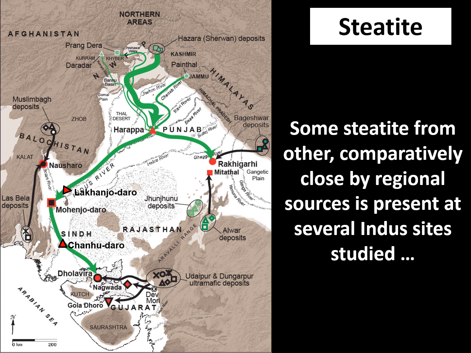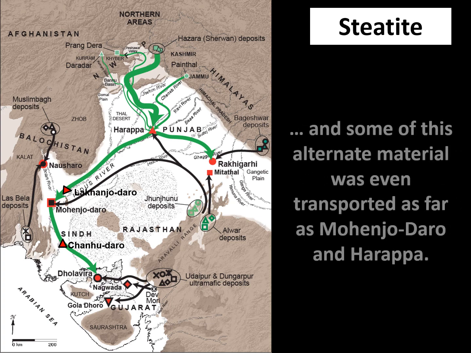For example, steatite from Baluchistan was found at the site of Neutron, and steatite from southern Rajasthan was found at several sites in Gujarat. And some of this material from alternate sources was even transported as far away as Mohenjo-daro and Harappa, but only in very limited amounts.